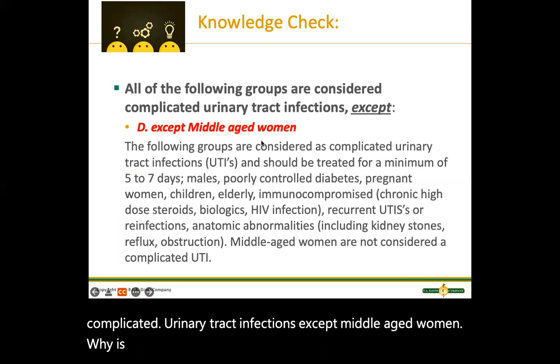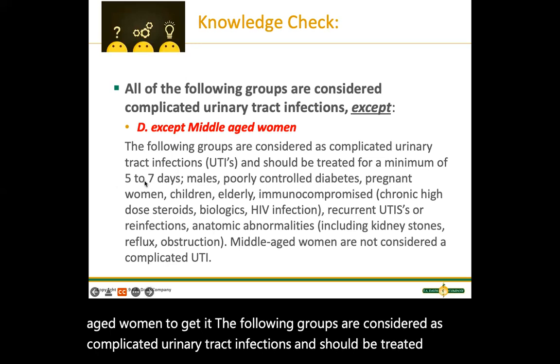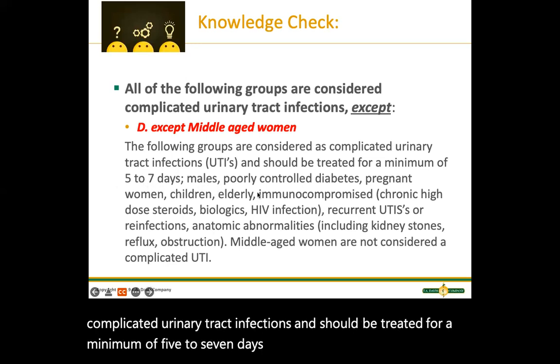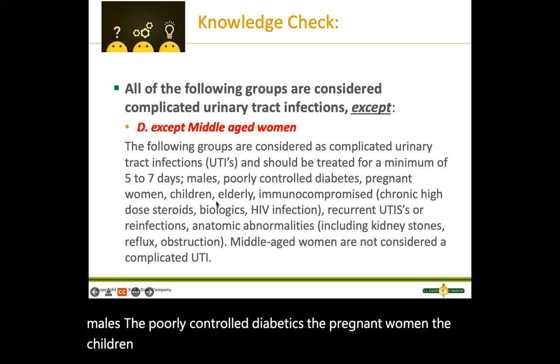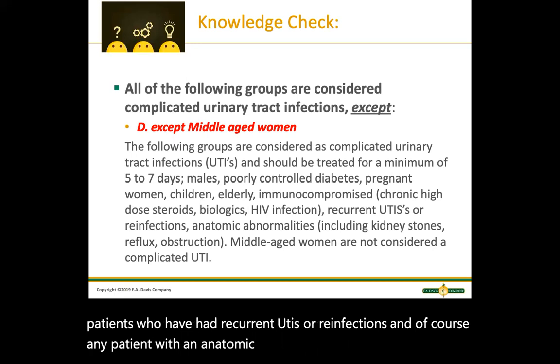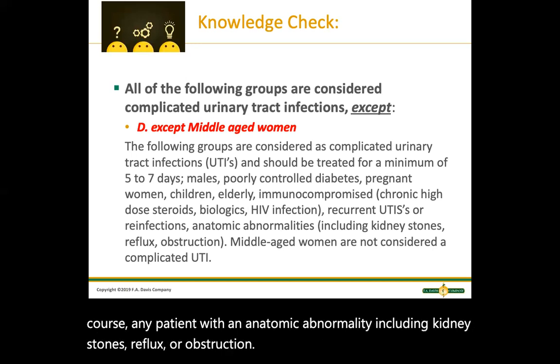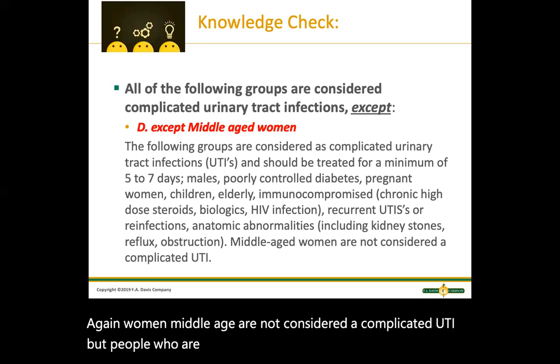Why is it not complicated? Because it's very common for middle-aged women to get it, okay? The following groups are considered complicated urinary tract infections and should be treated for a minimum of 5 to 7 days. The complicated ones are the males, the poorly controlled diabetics, the pregnant women, the children, the elderly, the immunocompromised, the patients who've had recurrent UTIs or reinfections, and of course, any patient with an anatomic abnormality, including kidney stones, reflux, or obstruction. Again, middle-aged women are not considered a complicated UTI, but females, males, the immunocompromised and pregnant are.